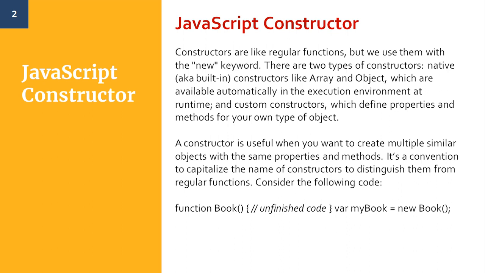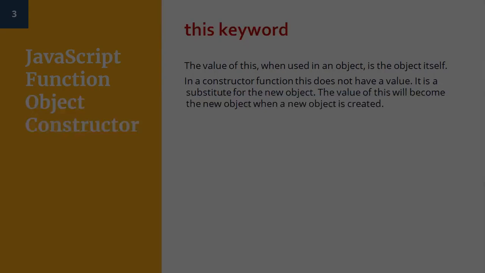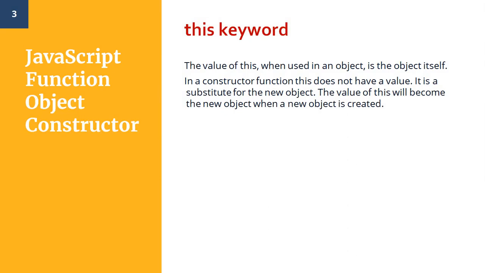Consider the following code. See function Book and the code where we are defining and storing the values of this function constructor into my book. Now see what the this keyword is. The this keyword, when you use it in an object, is the object itself. In a constructor function, this does not have a value. It is a substitute for a new object. The value of this will become the new object when a new object is created.